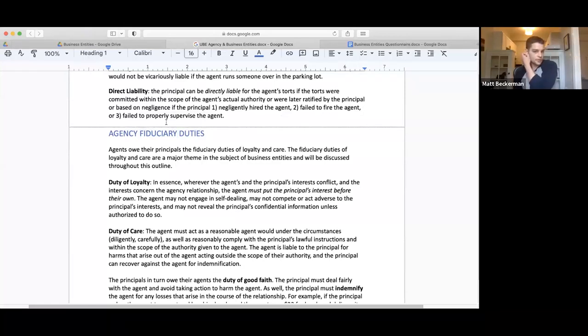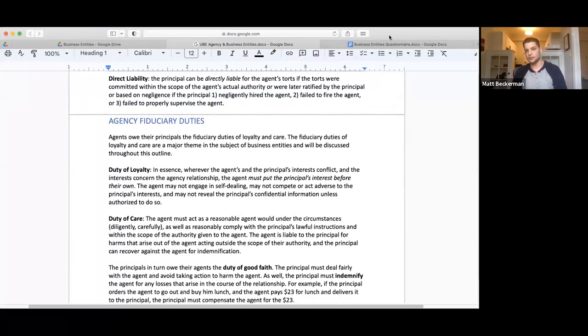So a principal can only directly be liable for an agent's actions under three circumstances. Vicarious liability is when you go through the principal through the agent. Direct liability is you can just sue the principal under these three circumstances: if he negligently hired the agent, failed to fire the agent afterwards, or failed to properly supervise the agent, then you can sue the principal directly and not just vicariously through the agent or employee.